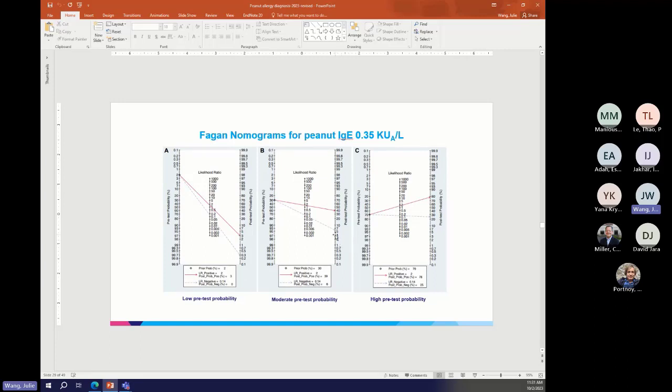The same thing was done for peanut IgE with a cutoff of detectability at 0.35. So again, those who by history we didn't think had a peanut allergy, the testing's not going to change our minds about that. And then for those with a high likelihood of peanut allergy based on history, a test result isn't going to change our minds significantly in that regard as well. For this middle ground, it changes things a little bit.